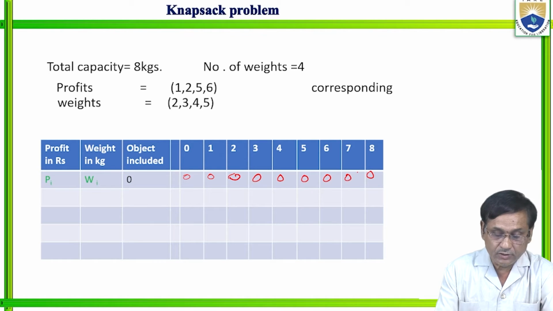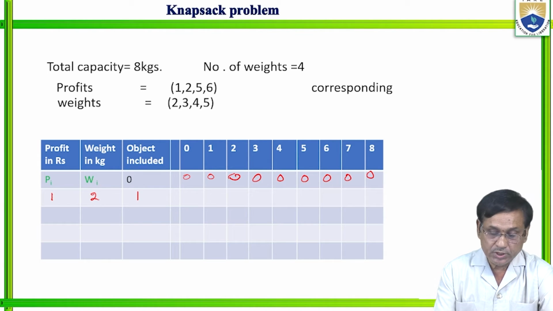Next, when the first object is included, the profit corresponding to the first object is 1 and the weight of that is 2. So, this profit 1 is possible only when the weight inserted is 2 kg. Then, when the weight is 0, there is no profit.